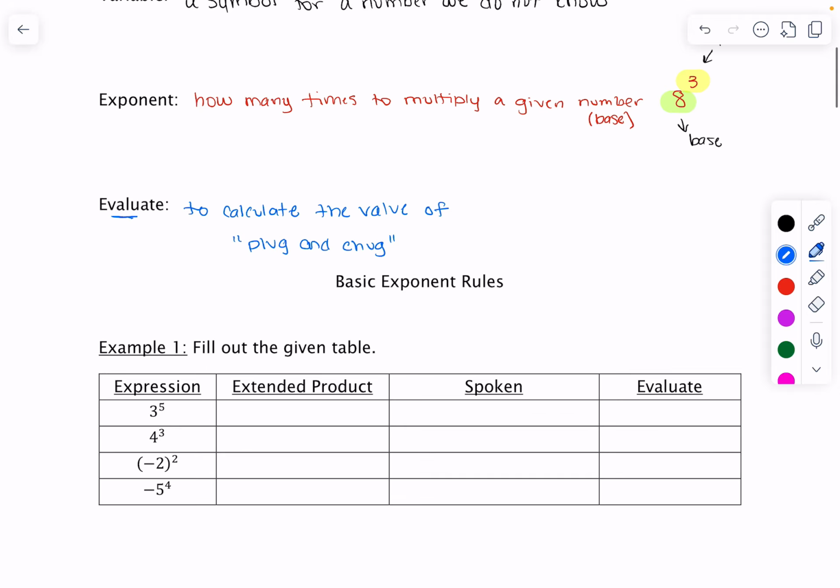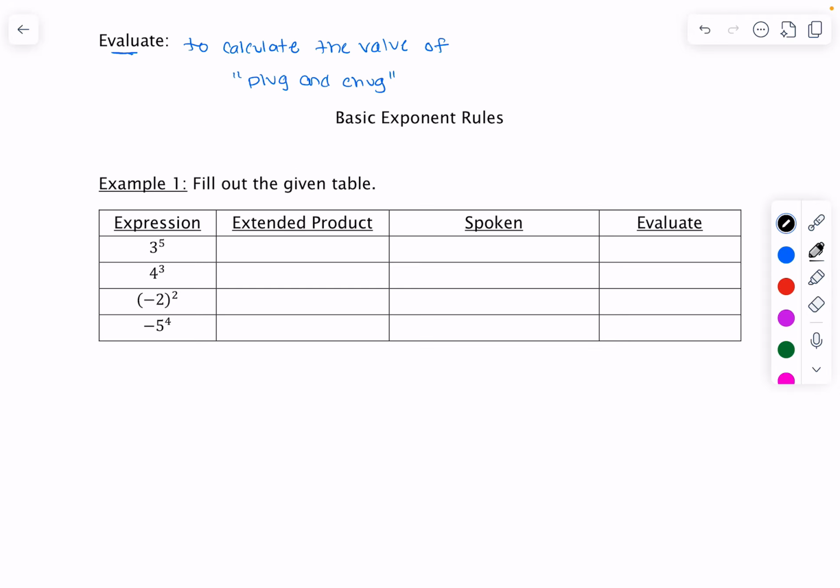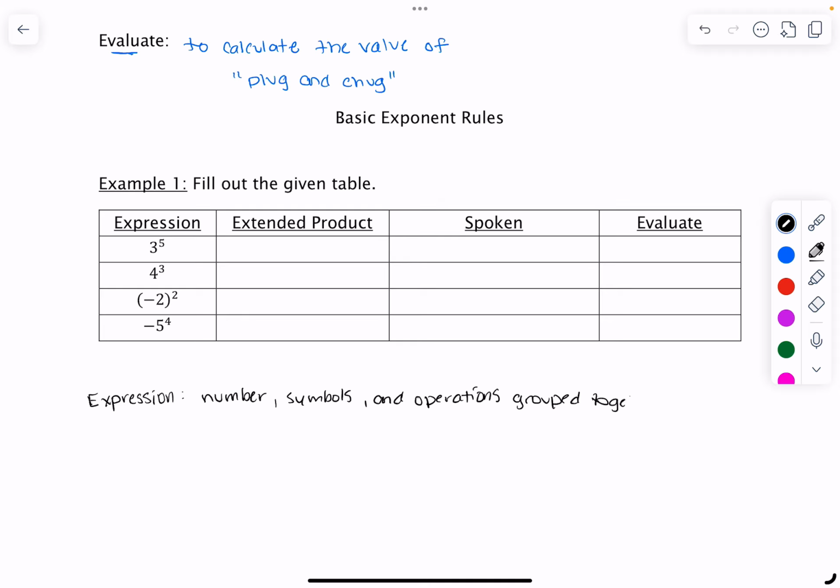I'd like us to also add at the bottom of your paper, skip this table for a second, but we're going to write in, I forgot to put this on the notes, expression. This is something we're going to be working with a lot as well. What's an expression? An expression is a number, symbols, and operations grouped together. Okay. So we're going to have these words in our back pocket. Okay, so with that said, let's start off with some basic exponent rules.